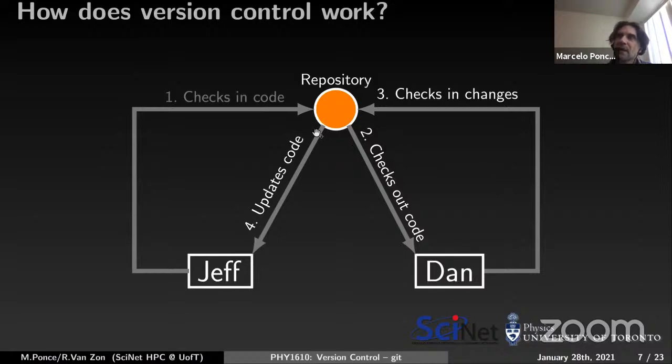In the process of updating or pulling from the repository and pushing to the repository, Git will check if there have been changes and if these changes overlap. If the changes overlap, it will warn you. It will probably not allow you to do what we call the merge automatically, but it will guide you in how to fix it. If the changes do not overlap, think about writing a manuscript again, and someone is working on the introduction section and someone is working on the methods section. Those two sections will not overlap, so the changes will be merged smoothly.